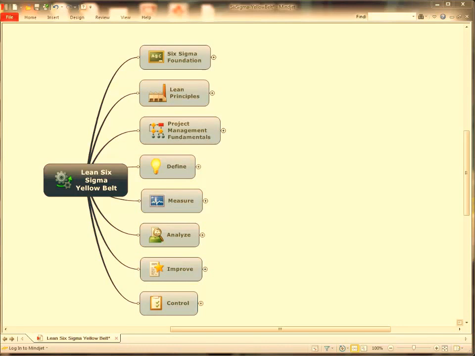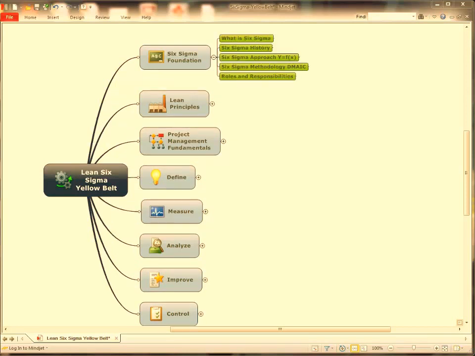Let's take a look at the course outline. The Lean Six Sigma Yellow Belt course is comprised of 8 modules. We have Six Sigma Foundation, Lean Principles, Project Management Fundamentals, and then the remaining modules cover the 5-phased Six Sigma DMAIC methodology. We have Define, Measure, Analyze, Improve, and Control. The Analyze and Improve modules are out of scope for what is covered in a Yellow Belt training, but you will learn at a high level what happens in these 2 phases.